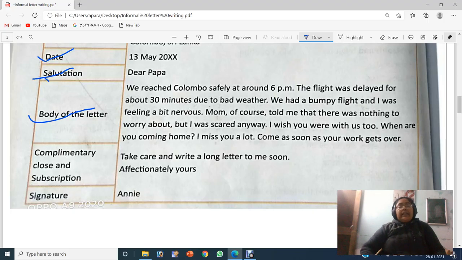So now the next part. The next part is the complimentary close, where we tell our relatives to remain safe and secure. We tell our friends to stay safe. So what did Annie tell her father? Take care and write a long letter to me soon. Affectionately yours, and the signature of Annie. Here is the signature, on the left hand side corner.